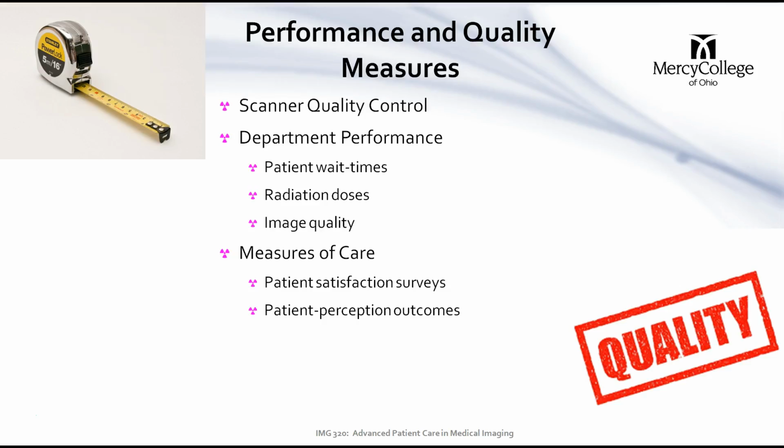And then also we're going to talk about performance and quality measures. This is something that's big in every department. Every department for the most part is going to be accredited, be it ACR or, in the nuclear world, IAC. So we all have performance measures and quality control. We all have the type of things that show us we're doing things properly. We're going to talk about scanner quality control.